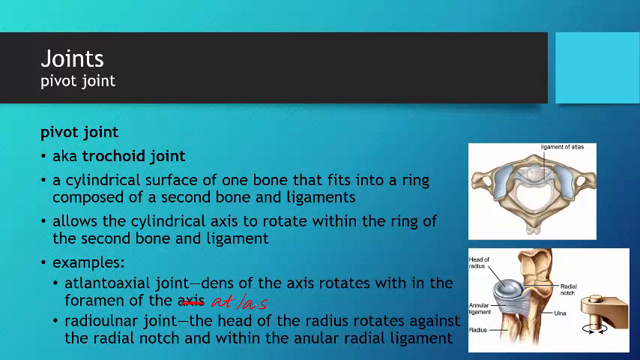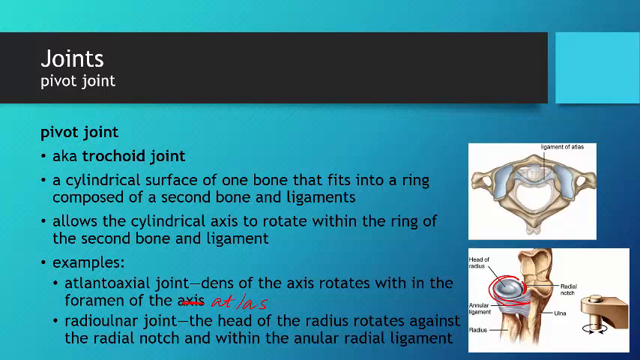We also see a pivot joint at the radio-ulnar joint, where the head of the radius rotates against that radial notch that's right near the trochlear notch. So that's the radial notch right here. The head of the radius can rotate against that radial notch, and it's held in place and rotates also against the annular ligament that holds the radius up tight to the ulna.